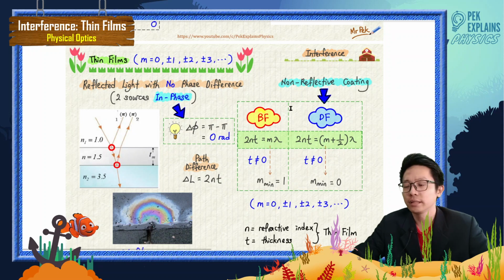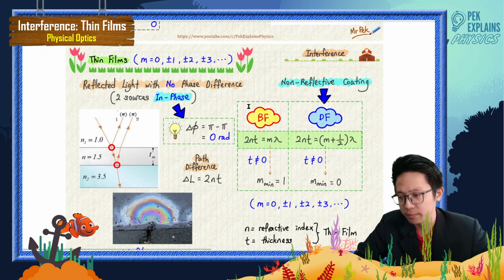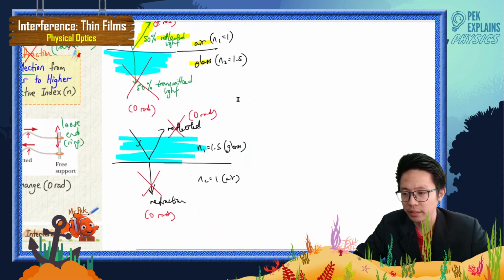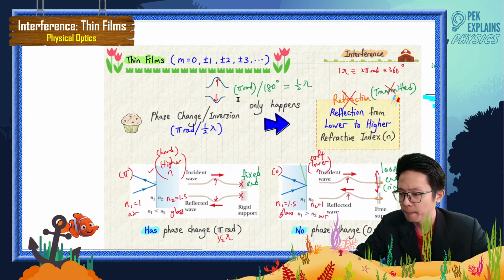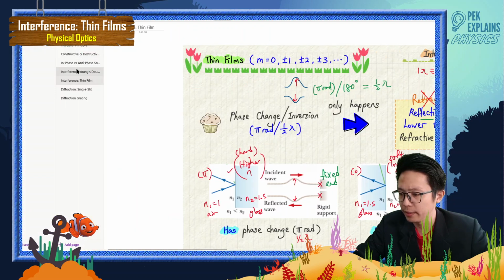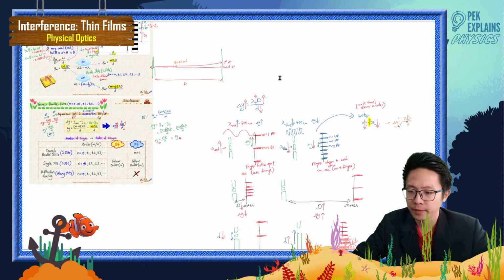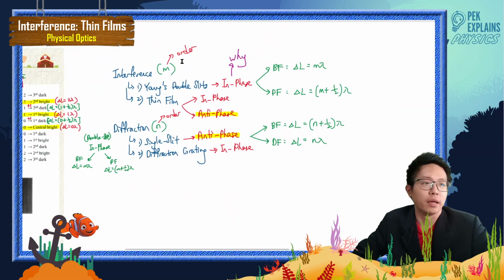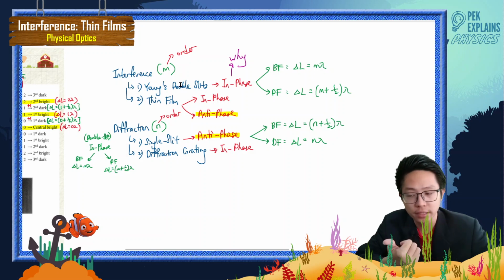Right, now let us learn how to derive the formula for thin films. As we learned earlier on, last time we learned that interference has two types. One is the double slit, and the second one is the thin film.